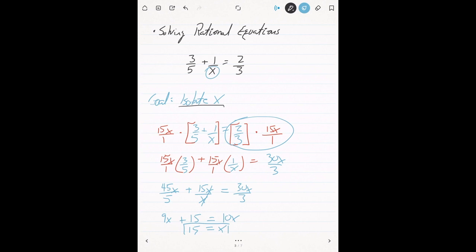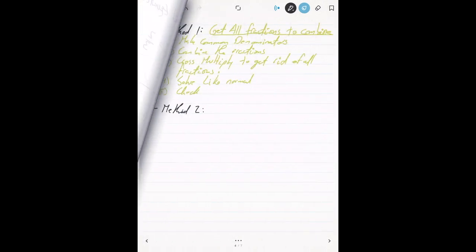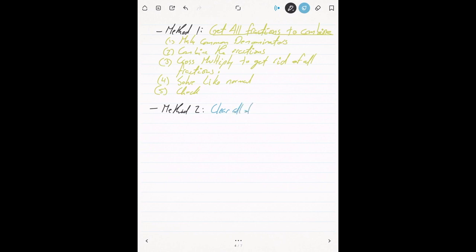This is another technique that we can use when attempting to solve equations that have fraction values, or I should say rational expressions. So let's write down a procedure for what we did here. In this method, the goal is to clear all of the denominators.